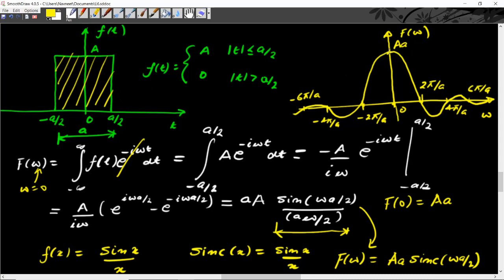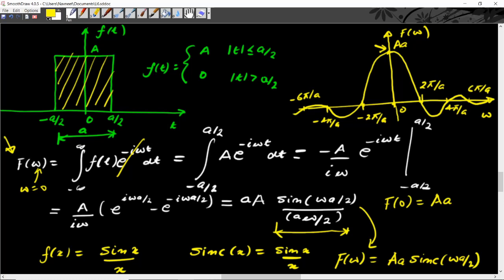So this particular value at omega equals 0 will always correspond to the area under the curve for the function defined in the time domain. And this is not something specific to this rectangular pulse. It holds for any function, as you can see from this particular integral.